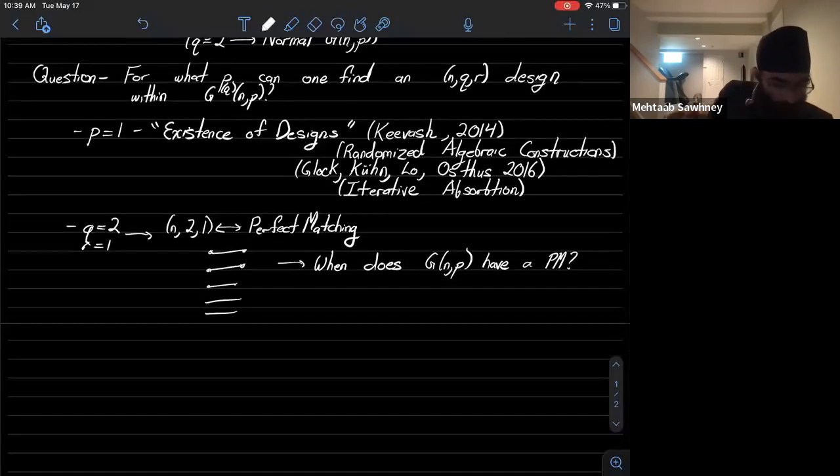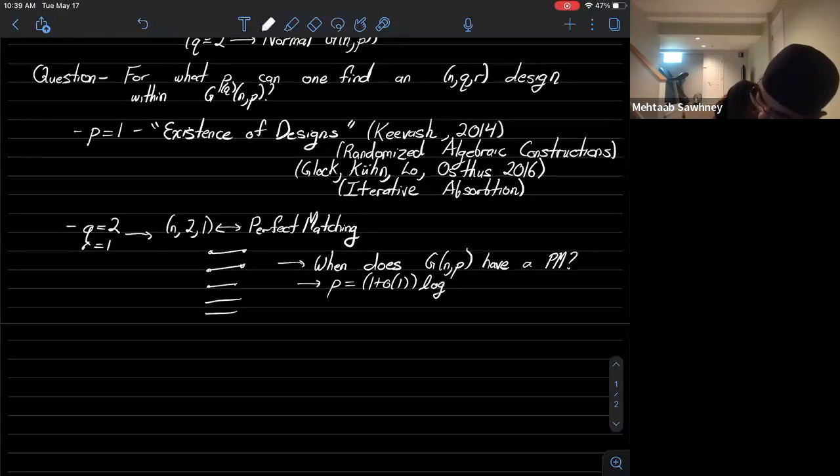It turns out that this was solved in essentially the original work of Erdős and Rényi on defining G(n,p). They proved that at p roughly log n over n, you have a perfect matching. This was in '66.